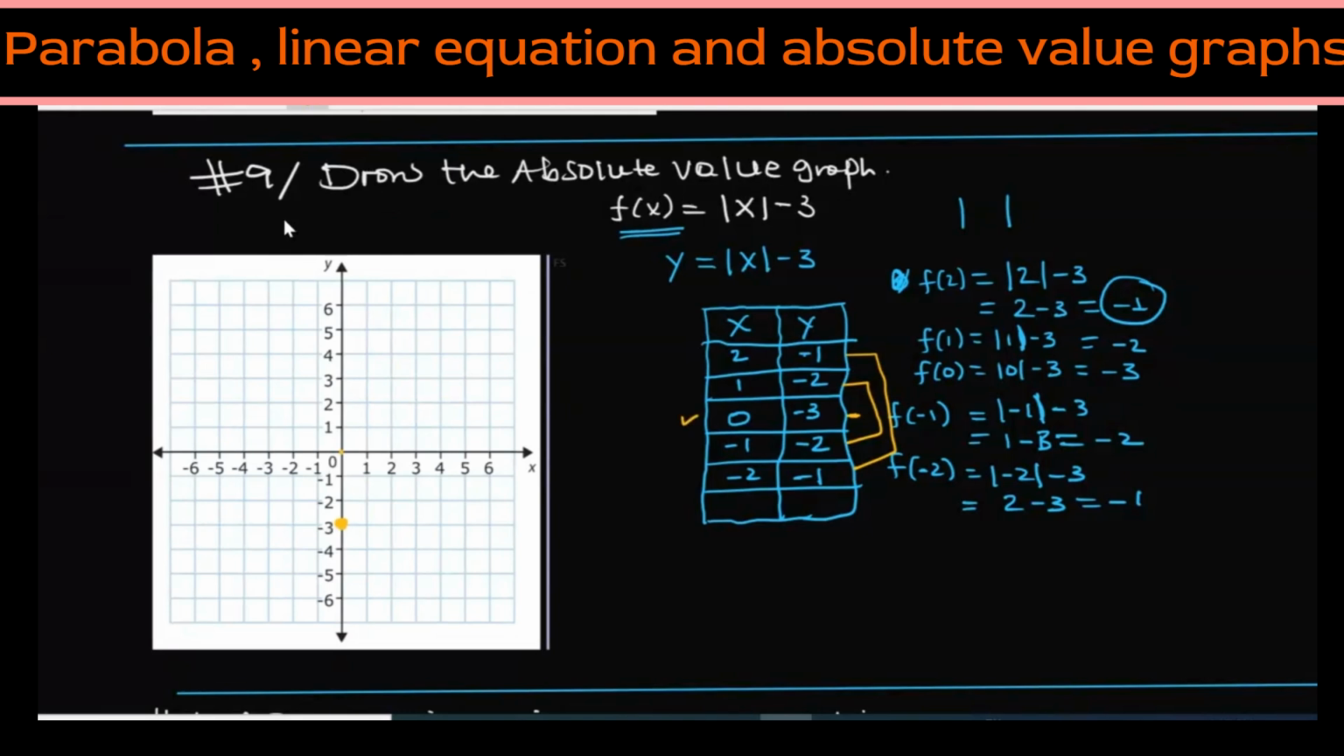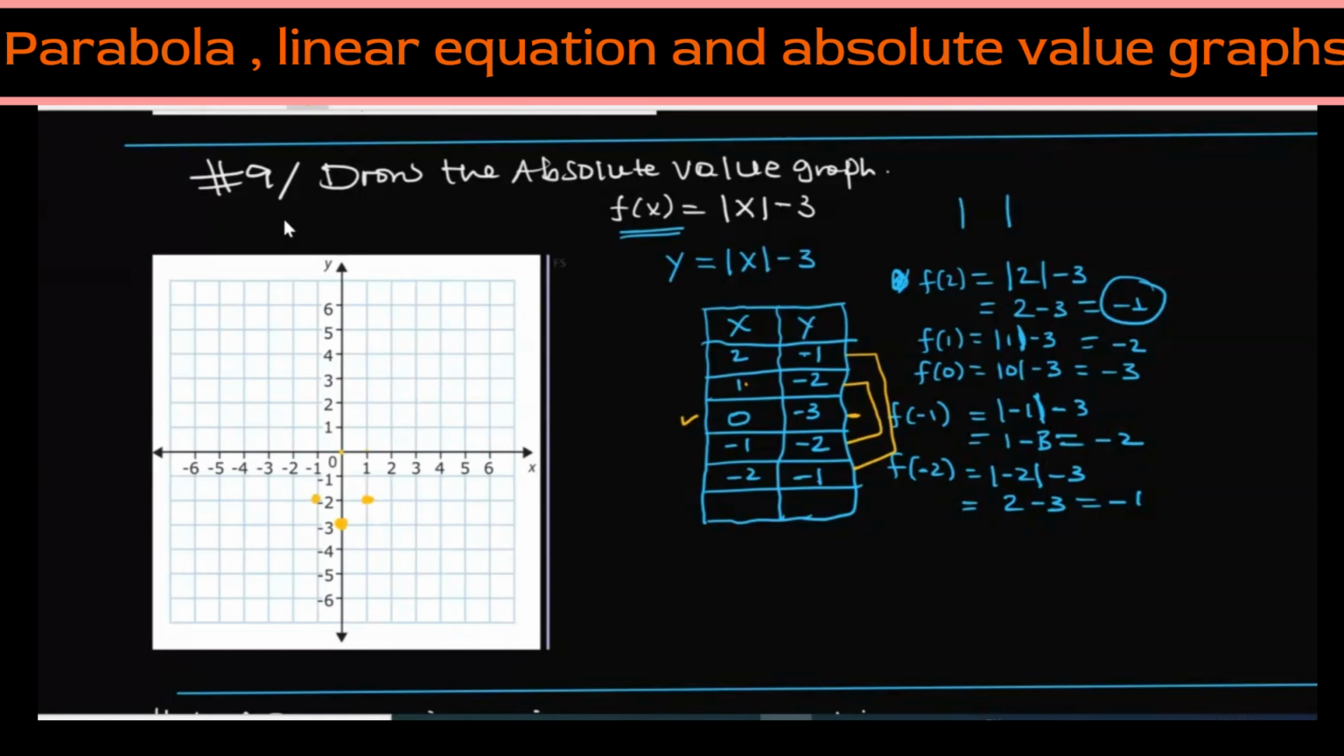All right, now I can go to 1. When x is 1, my y is negative 2. That means I have here negative 2. Okay, x is 1, y is negative 2. And then what else? Negative 1. When x is negative 1, my y is negative 2. Oh, okay, this is negative 2. Negative 2 is here, okay, here.